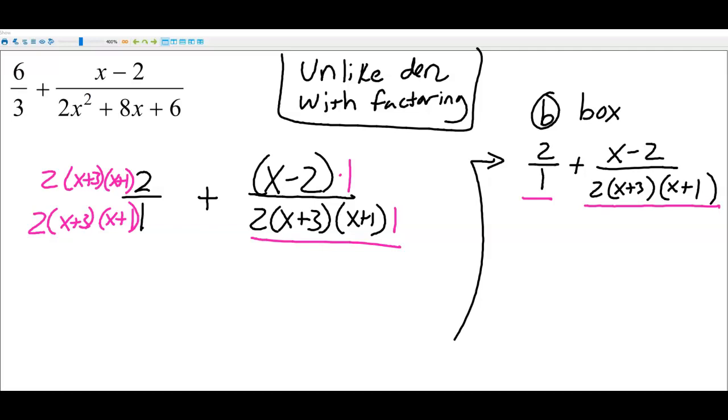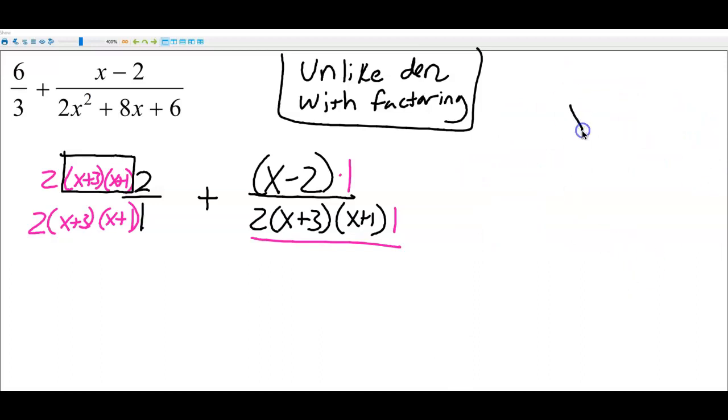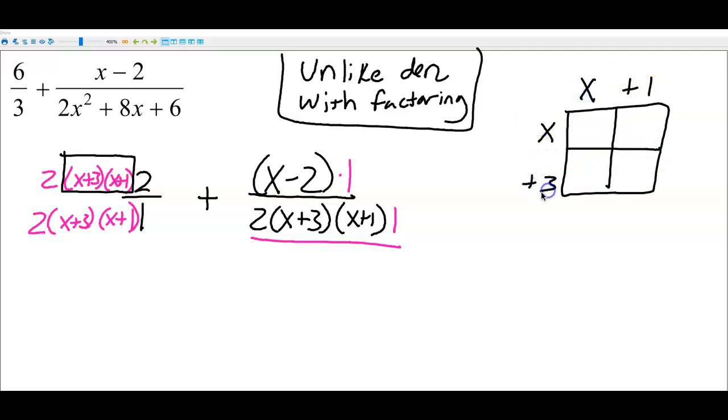All right. So now we're going to multiply here. Let's do this first. X plus 3 times x plus 1. I'm going to use a box for that. But this is multiplication, it's not factoring. So this is the one where we start on the outside. X plus 1 and x plus 3.